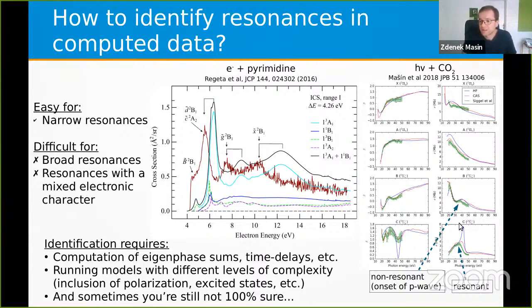Similar issues arise when you look at photoionization, which we did in CO2. And here are cross-sections and beta parameters for ionization into several lowest lying states of CO2. And some of these peaks that you see here are resonant, such as this really large broad peak in the cross-section for the C channel. That's the well-known mixed core-excited shape resonance. However, for example, this bump in the B state cross-section is actually non-resonant. Even though it looks like it could be a resonance, it's actually an onset of P wave scattering.